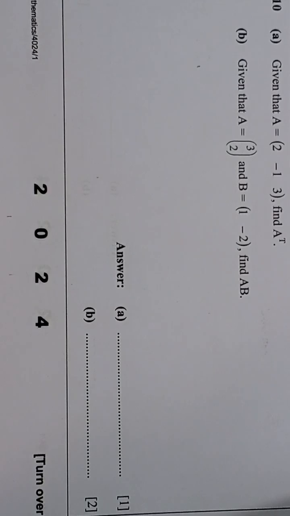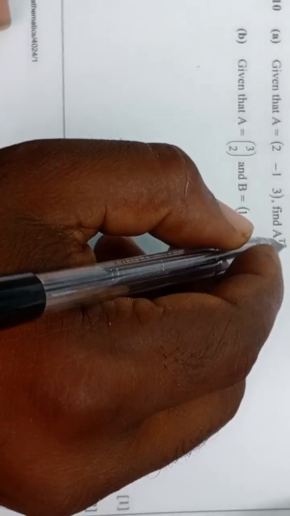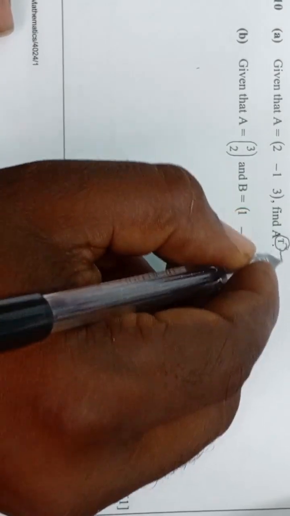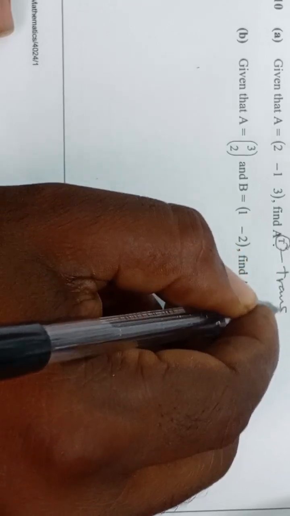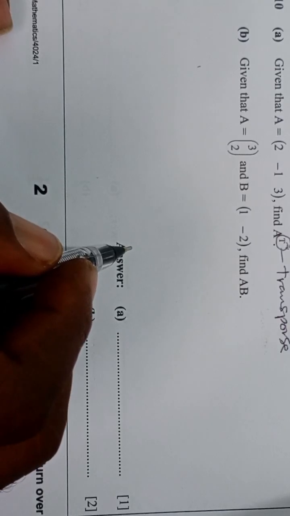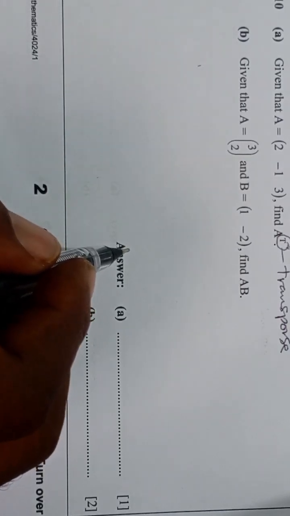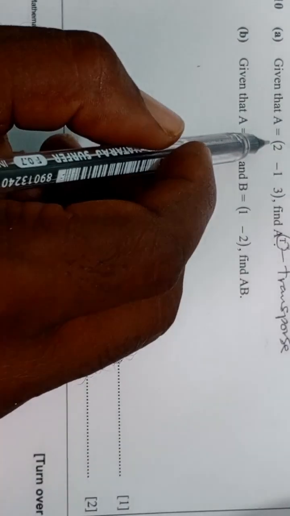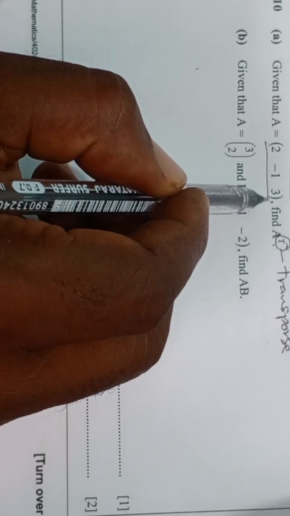Matrix A is 2, negative 1, 3. Find A to the power T. This is what we call a transpose. What does it mean when we say transpose of a matrix? The transpose of a matrix simply means that a row you change to a column, or a column you change to a row. So here, this is a row, so this row will change to a column.